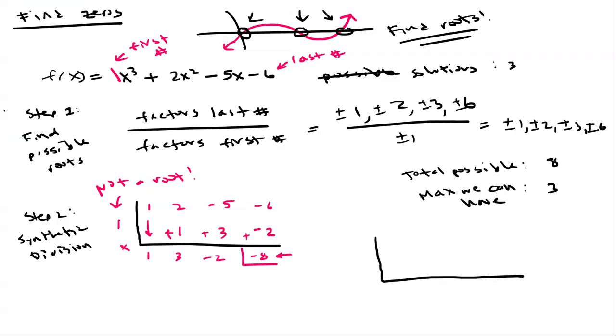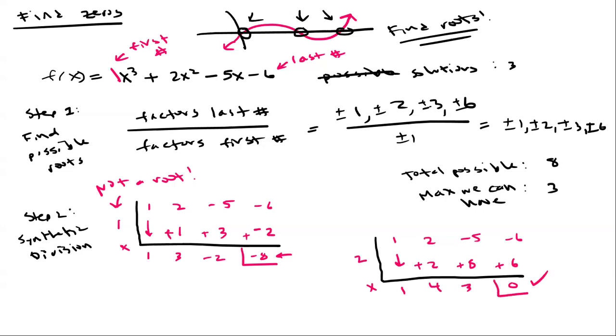All right, so then I go through the process again. So I have 1, 2, -5, -6. This time I'm going to pick 2. I picked 1, that didn't work. I'll pick 2 this time. So I'm going to bring this down, 1, then I multiply. 2 times 1 is 2. Add those, 2 plus 2 is 4. 2 times 4 is 8. Add those, -5 plus 8 is a positive 3. 2 times 3 is 6. -6 plus 6 is going to give me 0.